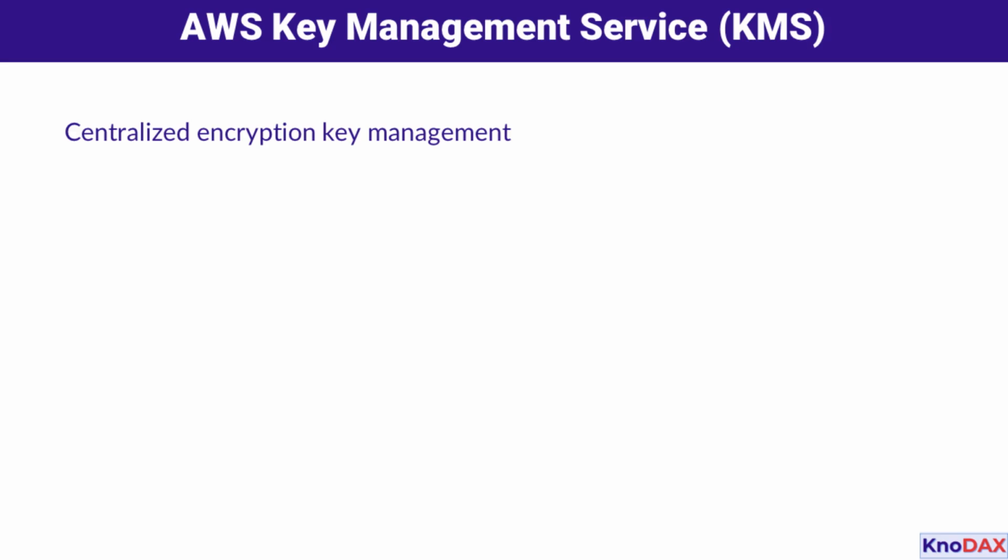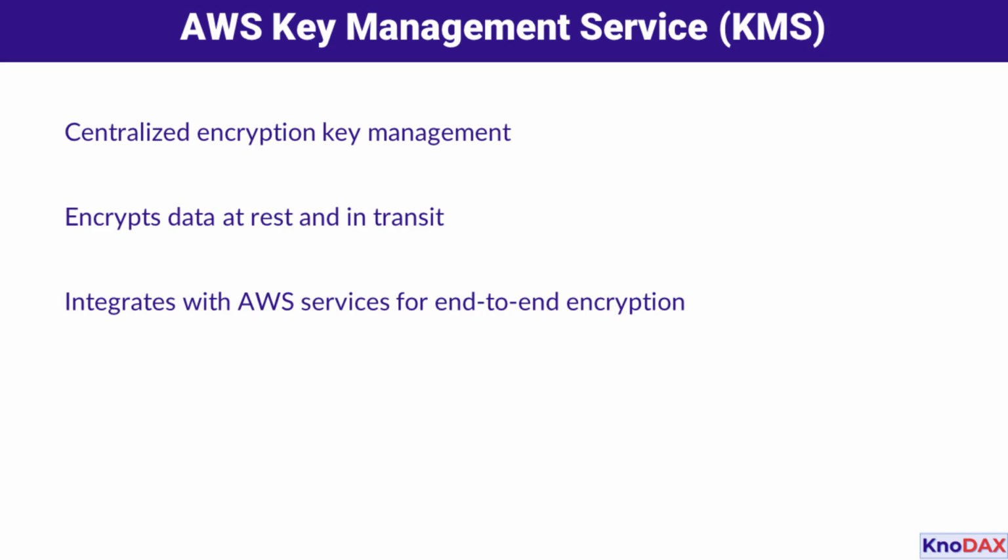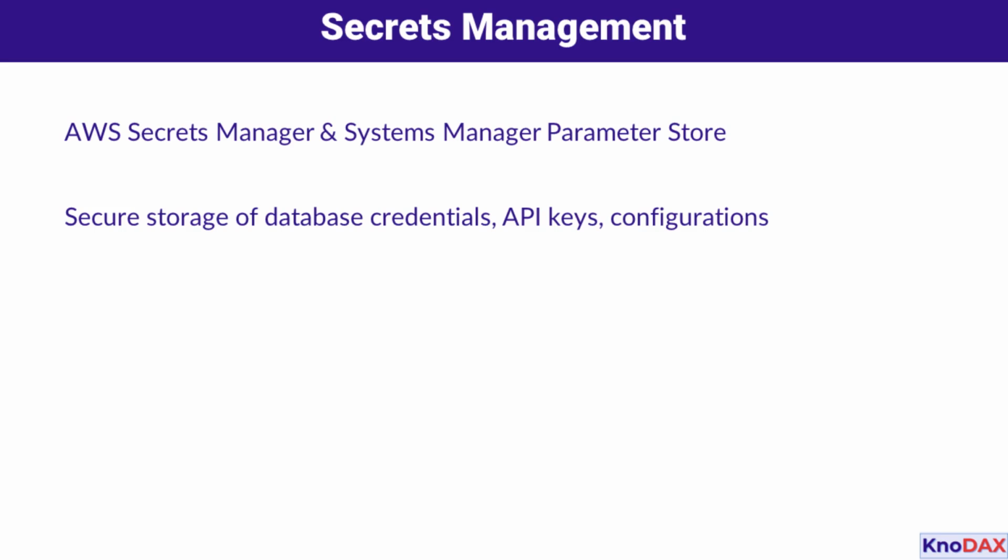Encryption is another key piece of application security. AWS Key Management Service, or KMS, allows us to centrally manage encryption keys. It helps us encrypt data both at rest and in transit, and integrates seamlessly with other AWS services for a comprehensive encryption solution.